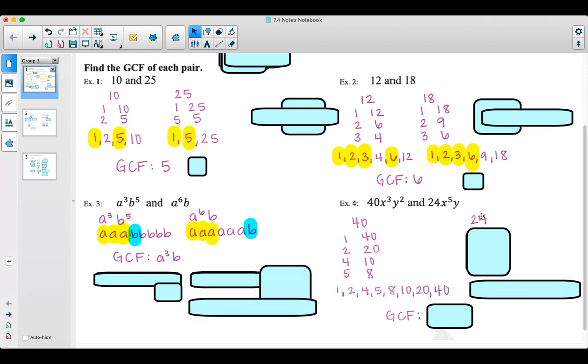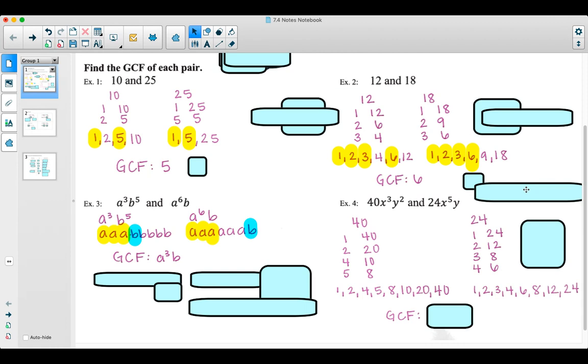Same thing for 24. I wanted to think of things that are going to multiply to 24. So 1 and 24, 2 and 12, 3 and 8, 4 and 6. Remember, if we get stuck, in the back of our notebook, we should have glued in that multiplication chart. So use that to help you. And I just rewrote that in order from least to greatest.